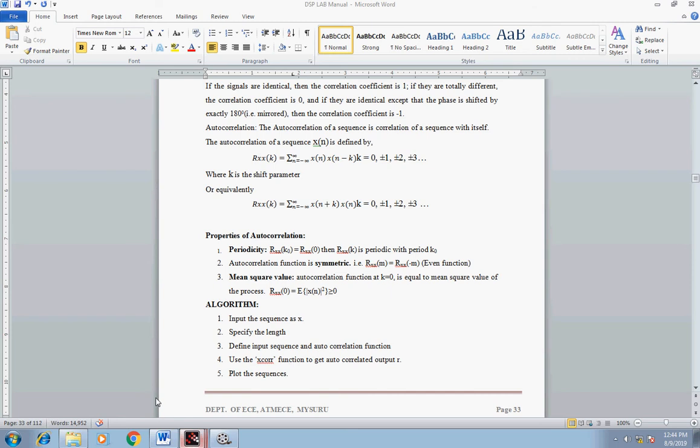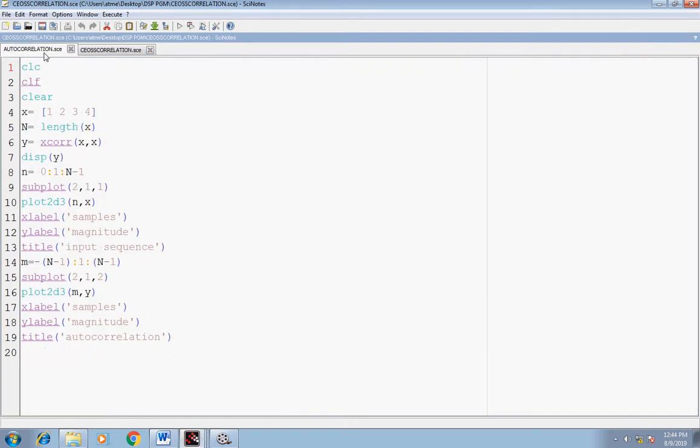So open Scilab. The program is already typed for the autocorrelation function. See here, first we define the input sequence, then the length, then y, the autocorrelation function variable which gives the output of the autocorrelation. It is given as xcorr of x comma x. Since it is x comma x, a single signal, it is an autocorrelation function. We can display the values also, and the range is taken from 0 to n minus 1. We are going to plot two different signals here, the input sequence and the autocorrelation function.